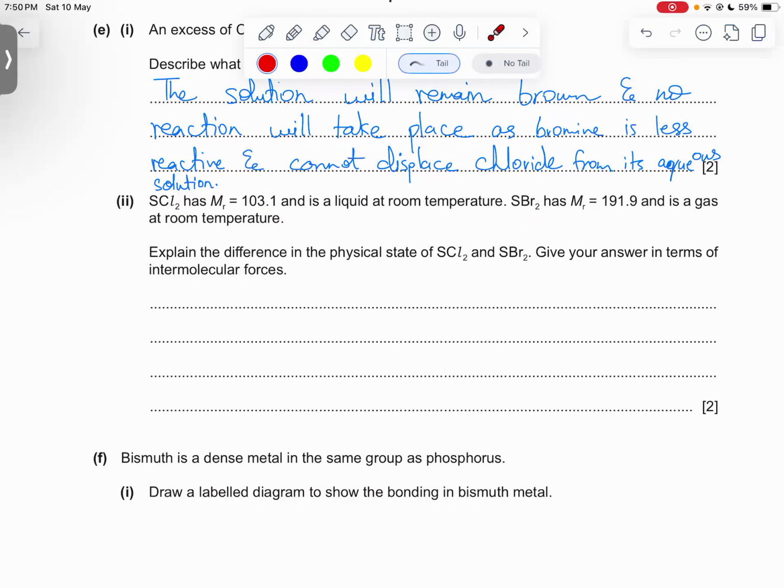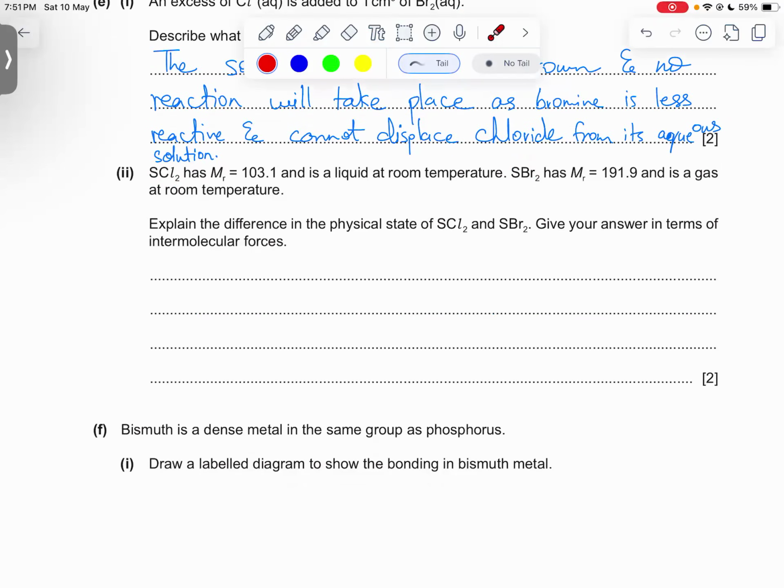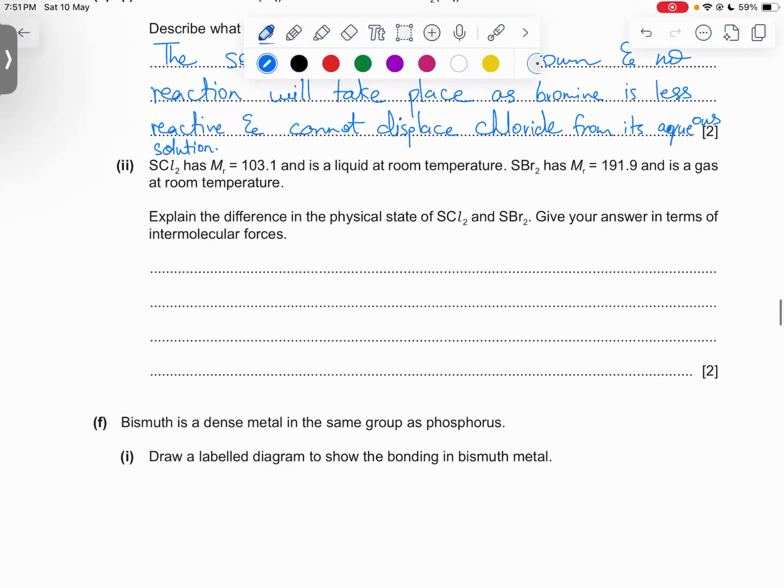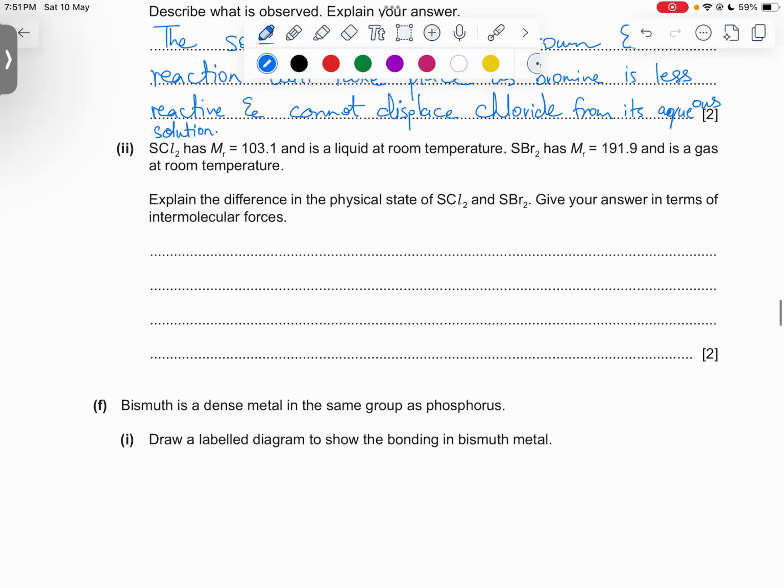Look, SCl2, because of the high difference in electronegativity, would have stronger intermolecular force of attraction. You can even use the words, say it has permanent dipole forces, whereas SBr2 would have induced dipole forces. All right. So when we say those two things, I think 2 marks are sufficient. That is sufficient knowledge for 2 marks. So we will talk about the intermolecular force. They have asked us for that.